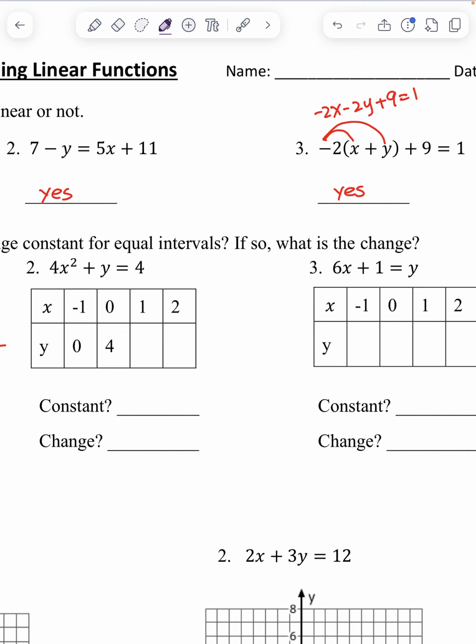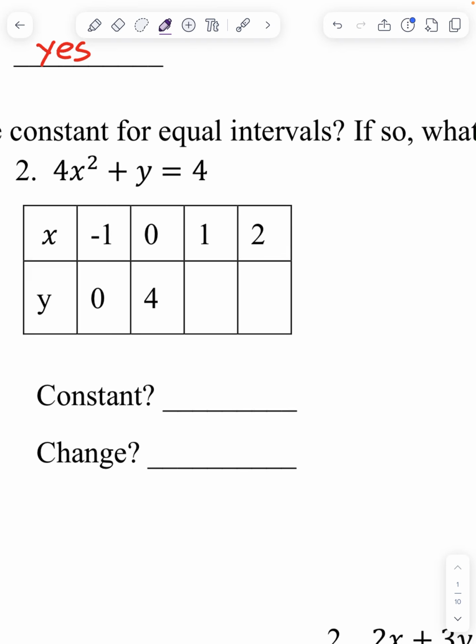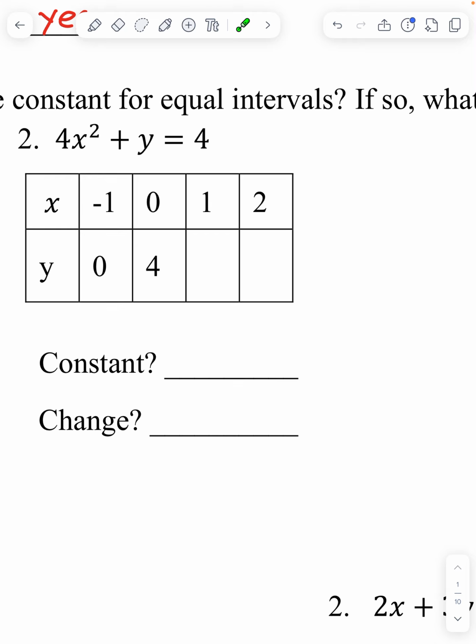Okay, number 2. 4x squared plus y equal to 4. The first two is already figured out for us. Now we're going to do x equal to 1. So when x equal to 1, that means 4 times 1 square, because it's 4 x squared, right? So we replace x by 1, so 1 square.